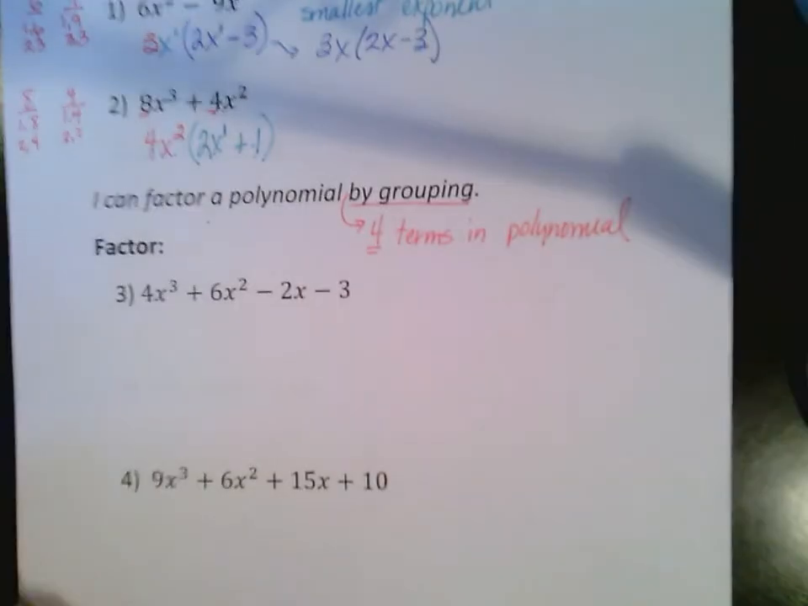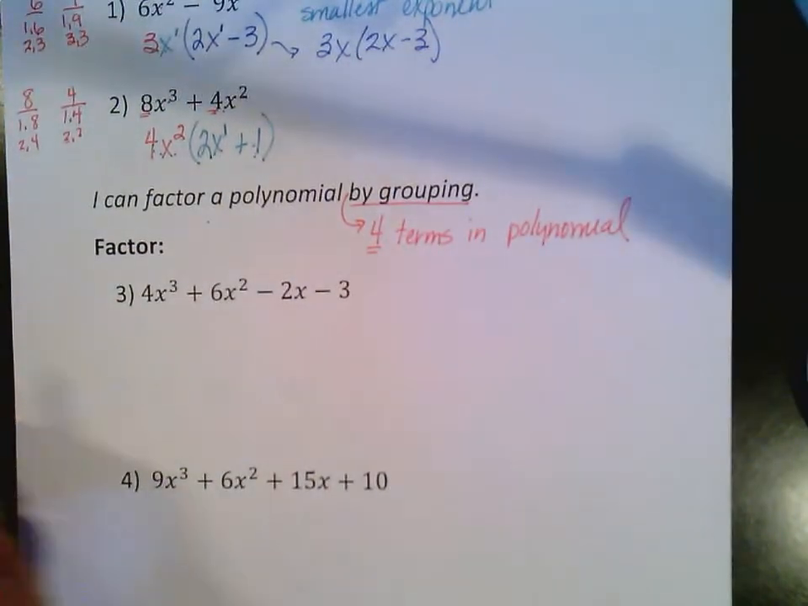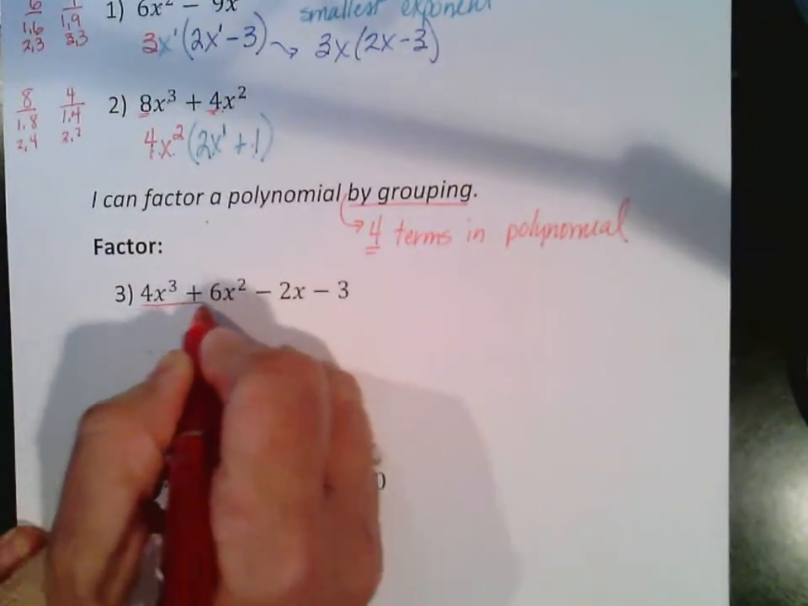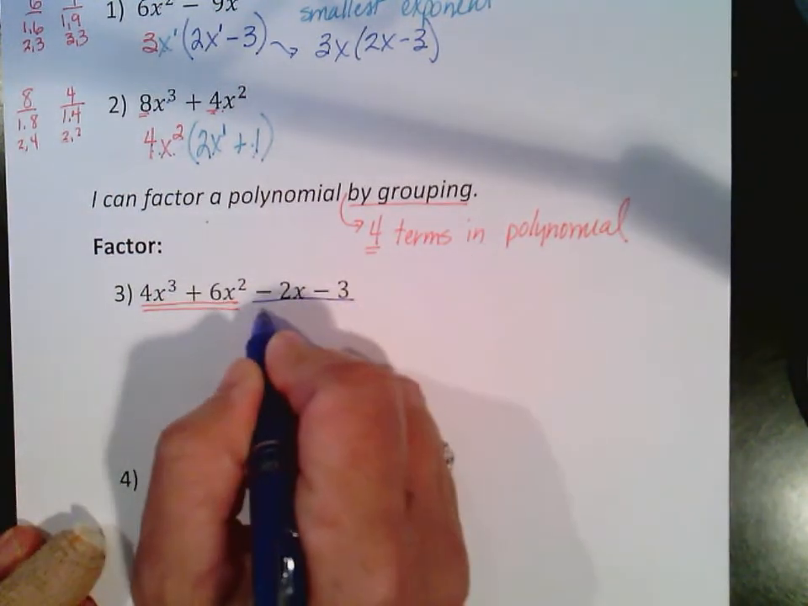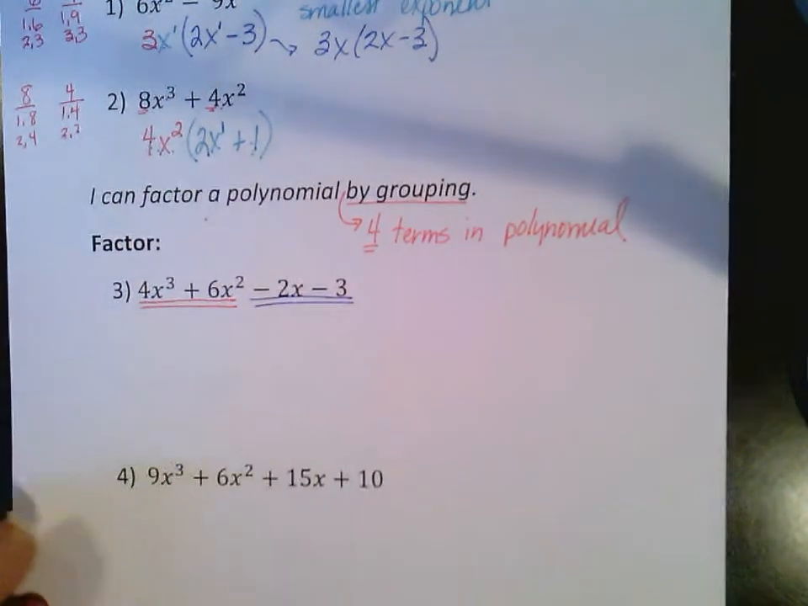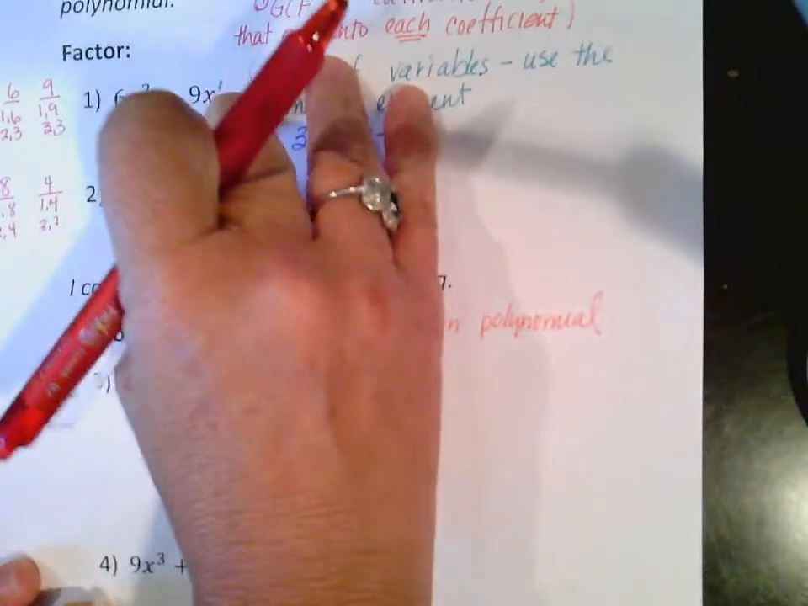And what you do is you group it into two sets of two. So I'm going to group these two together, and I'm going to group these two together. And you just look at that group. And now what we did before with the greatest common factor, you're going to do that for each group.